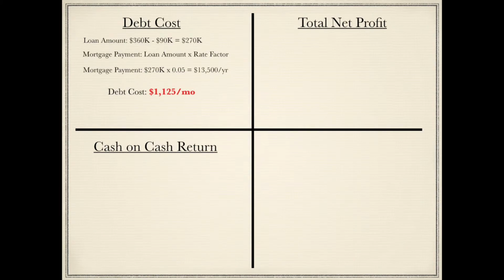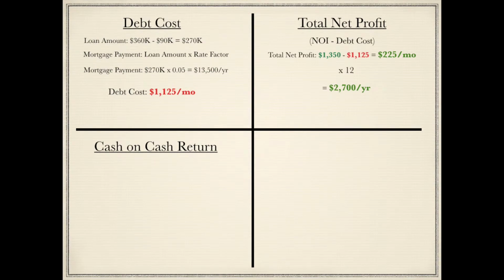So now for the debt cost, our loan amount will be $360,000 minus $90,000 down payment, which will equal $270,000. Our mortgage payment will be the loan amount times the rate factor. The rate factor incorporates the interest rate you will be taking on the loan. So the mortgage payment will be $270,000 times 0.05 rate factor for a yearly total of $13,500. So your monthly debt cost will be $1,125.